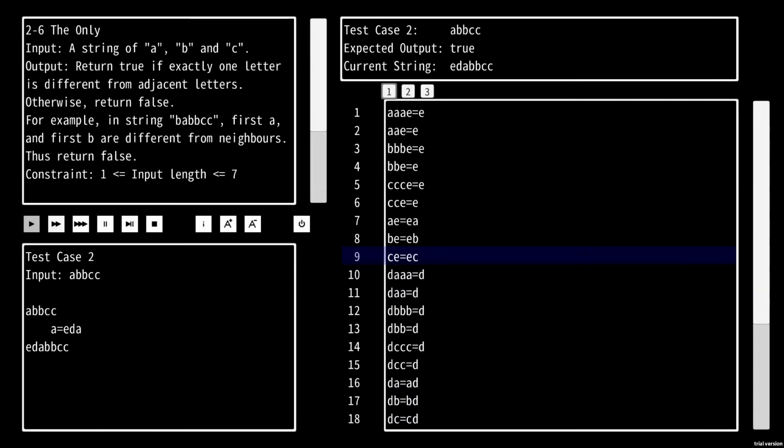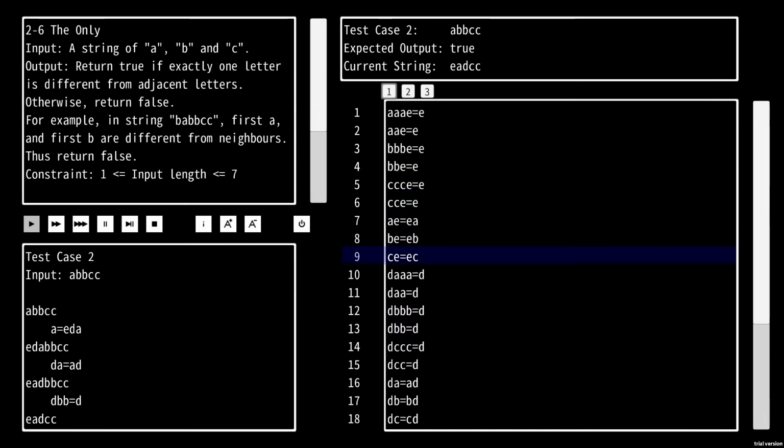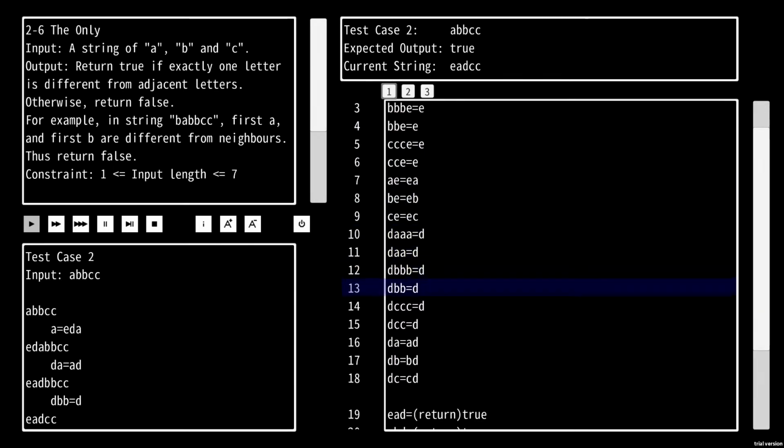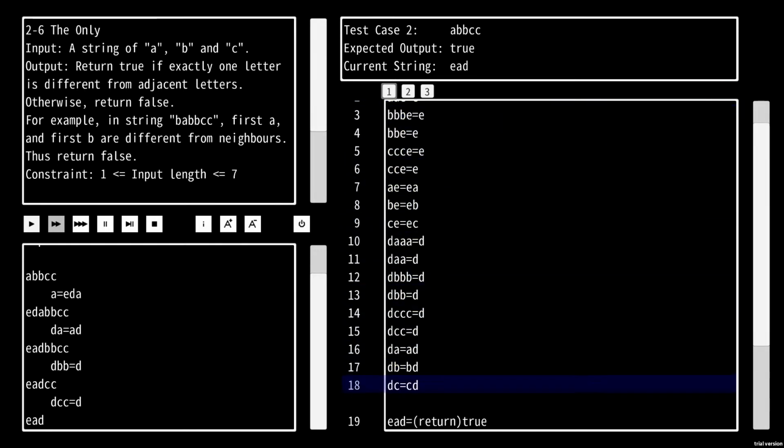Place it down. This D is going to skip over the A. That's fine. Then it's going to go delete the B's. That's good. Delete the C's. We have EAD. That's a return true.